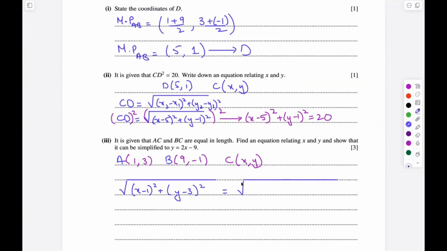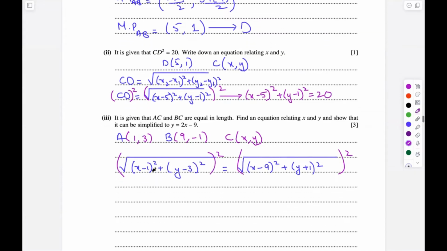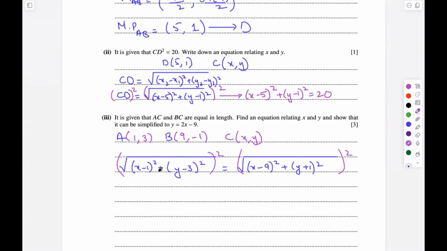So the distance of BC will become square root of x minus 9 whole squared plus y minus 1 whole squared, so that will become y plus 1 whole squared. Now we'll square both the sides, and the square roots will cancel out with the square. So we'll get x minus 1 whole squared plus y minus 3 whole squared.